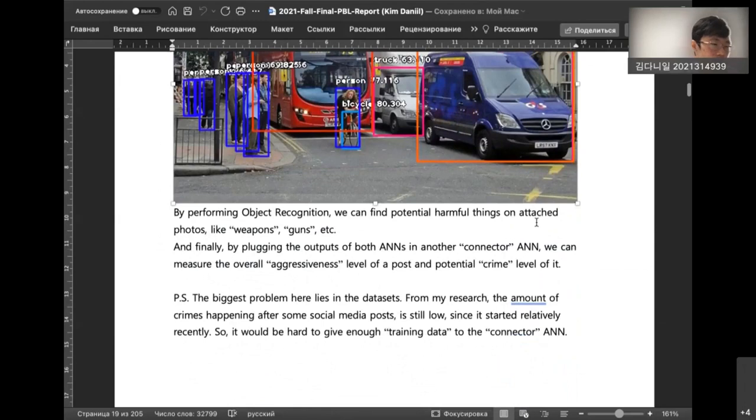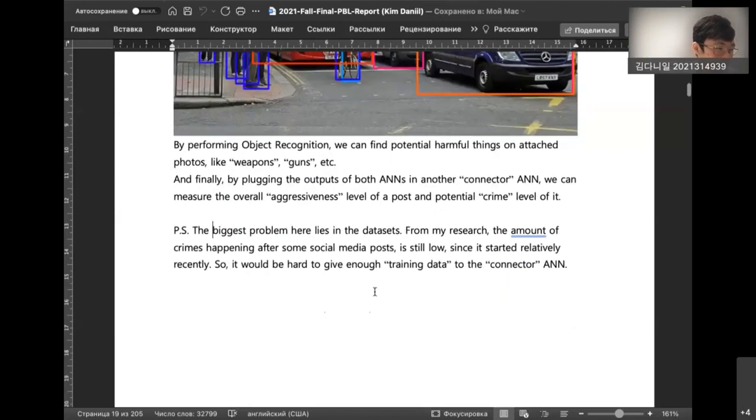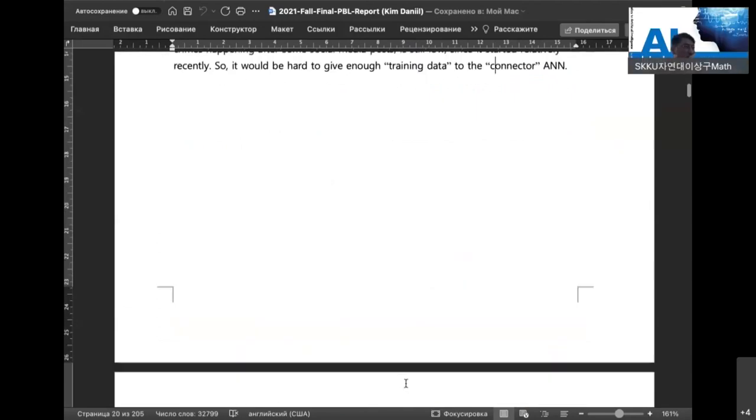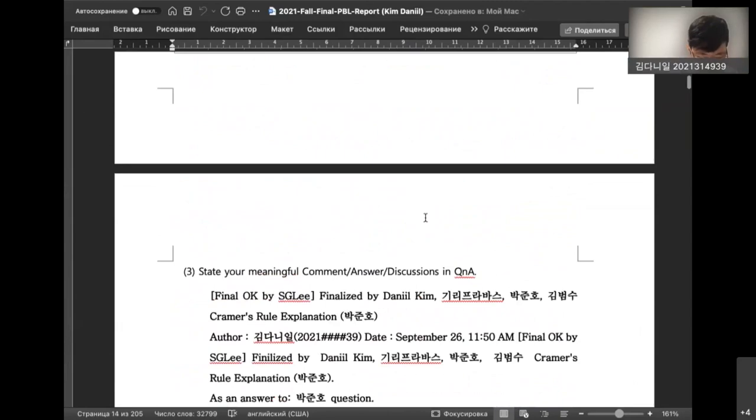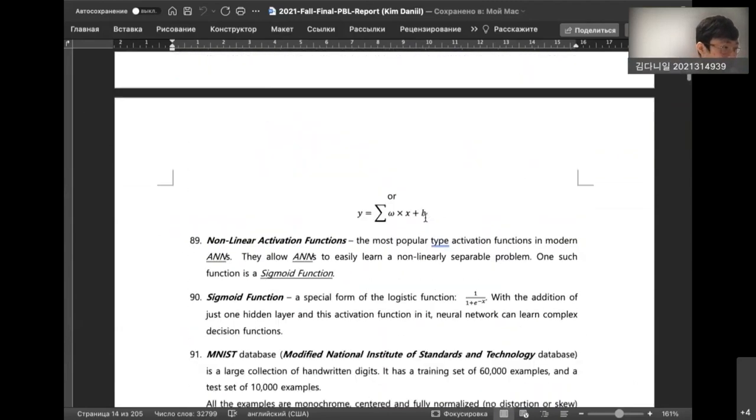And what I also faced, the biggest problem again here is our data sets. We do not yet have enough examples or data to actually train my proposed ANN, so it would be pretty hard to actually do that. So I guess this is it. However, I think I need to mention one very important thing regarding backpropagation.